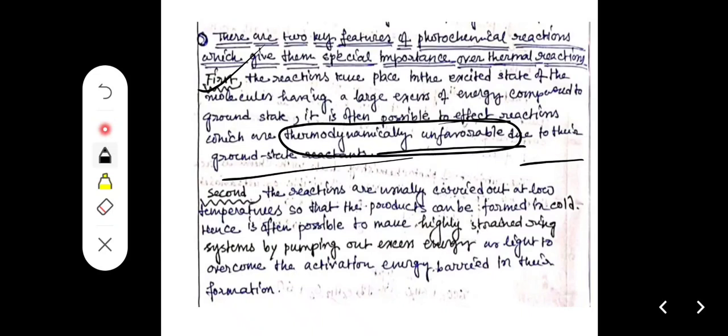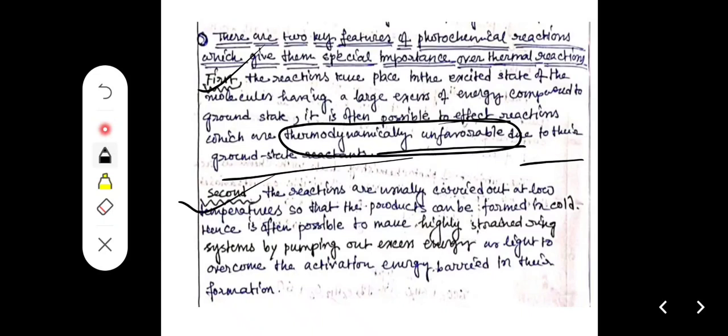So due to this, there is a possibility to produce thermodynamically unfavorable products. There must be a chance that thermodynamically unfavorable products can be produced this way. Thermally they may not be produced, but photochemically they may be. In most cases thermodynamically unfavorable products are not formed thermally, but photochemically they can be formed. Why? Because molecules or atoms get excited.